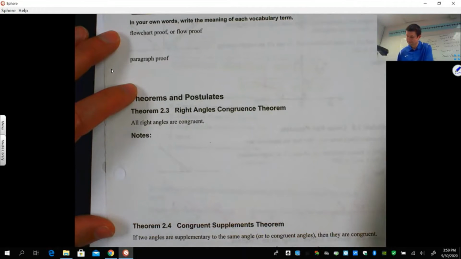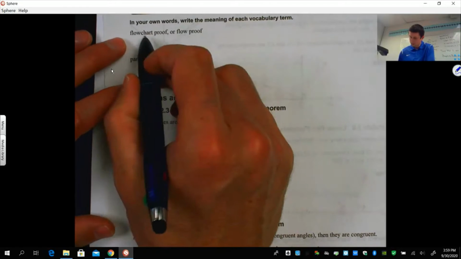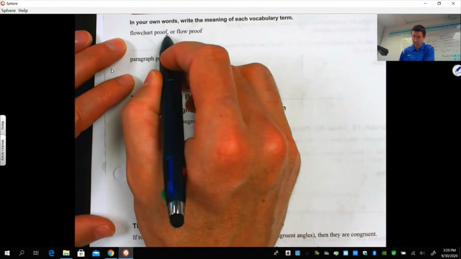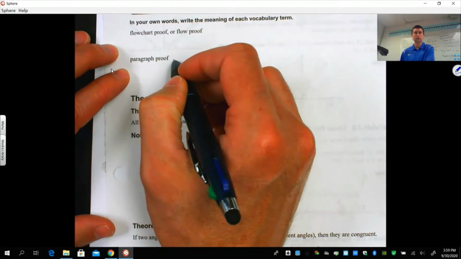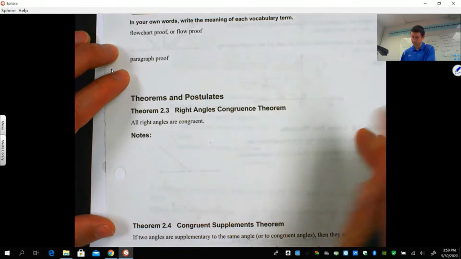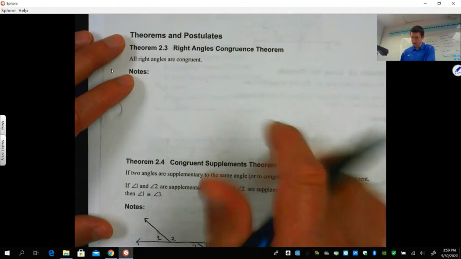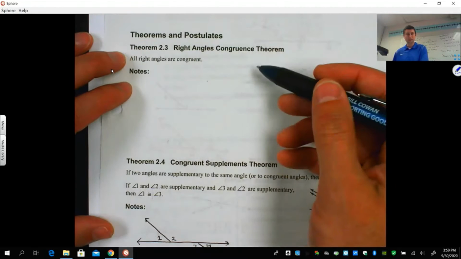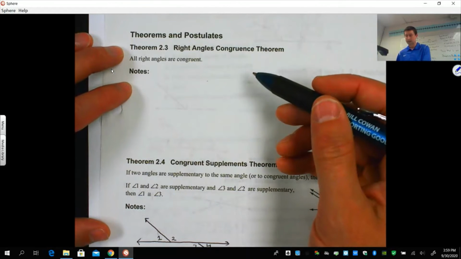Okay, thanks. We will have two types of proofs right here, flowchart proof and a paragraph proof. Paragraph is just writing out as a paragraph our statements and reasons. Okay, we'll see that here in a little bit. Now, a lot of these are going to seem like common sense, and hopefully they do, and that is okay.